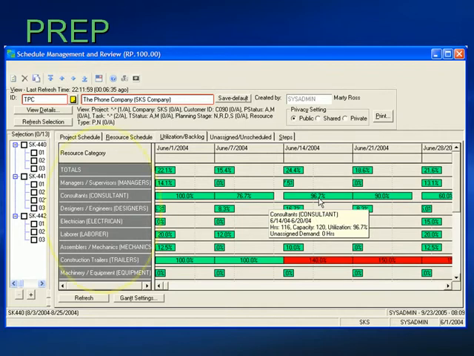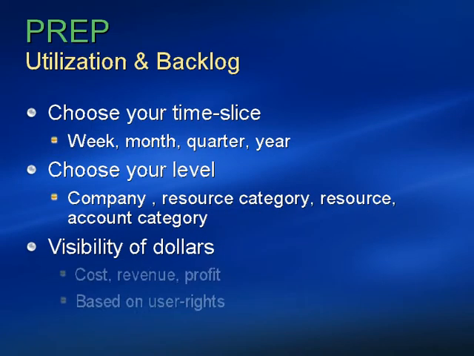We've now switched to the Utilization and Backlog tab of the same application. Notice that we have the categories of resources grouped in the gray area. For the week of June 14th, our consultants are 96.7% utilized, which is calculated based on the availability or capacity of consultants for that time period and the scheduled load against those resources, as the tooltip shows.